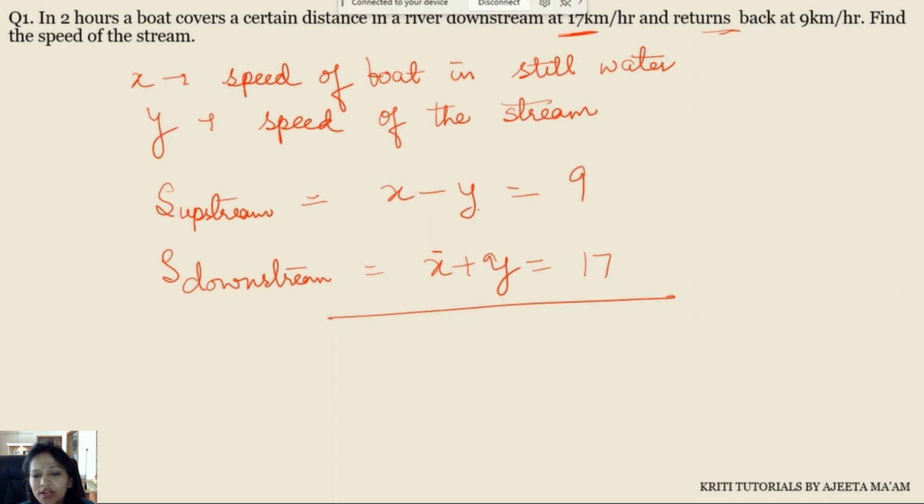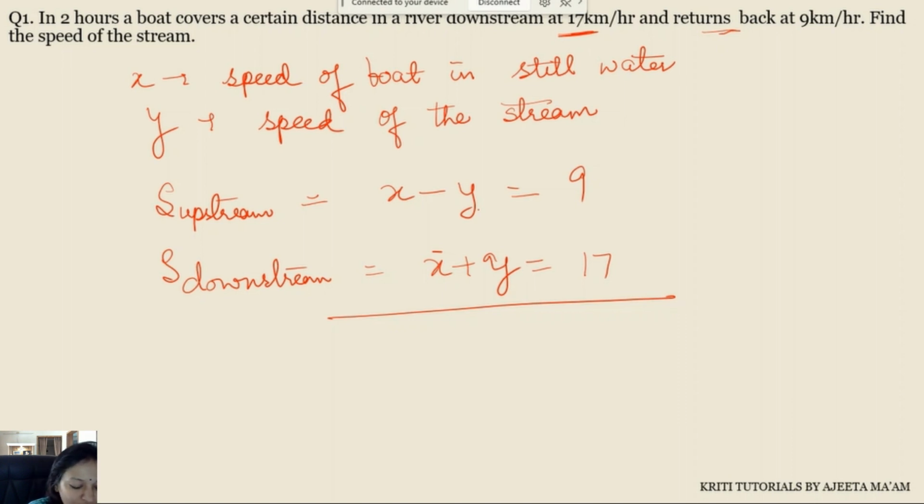Just be clear. It's a very simple question. Time is just given to you for confusion. No need to find the distance and equate it. Not needed at all. You can simply use simultaneous equations, because we don't need to find the distance. We need to find the speed of the stream. Now if you solve these two equations, how will you solve? First you can add them, then you can subtract them and find the values of x and y.